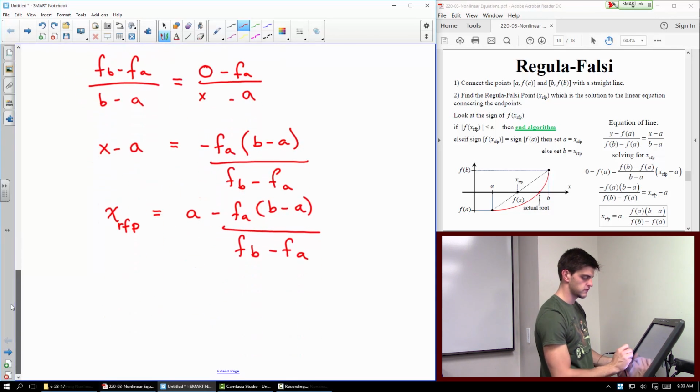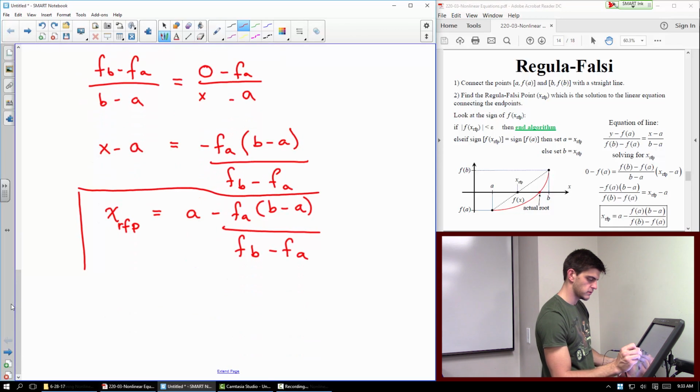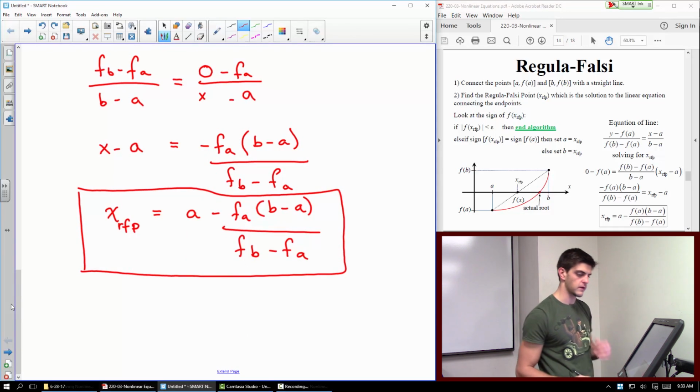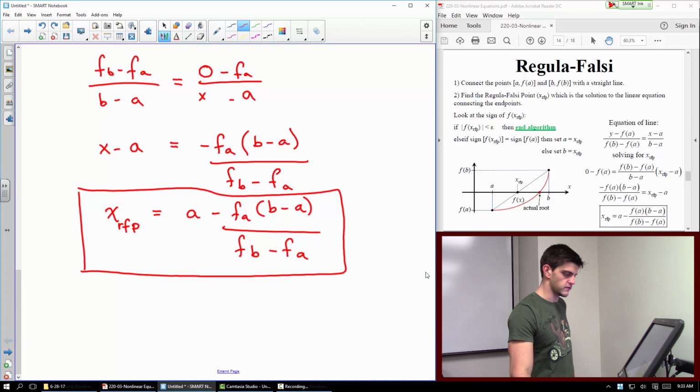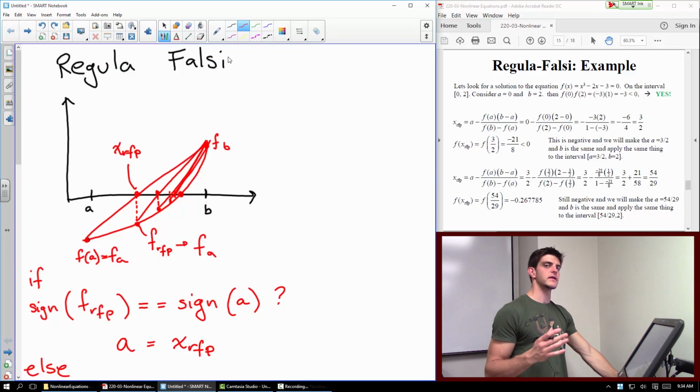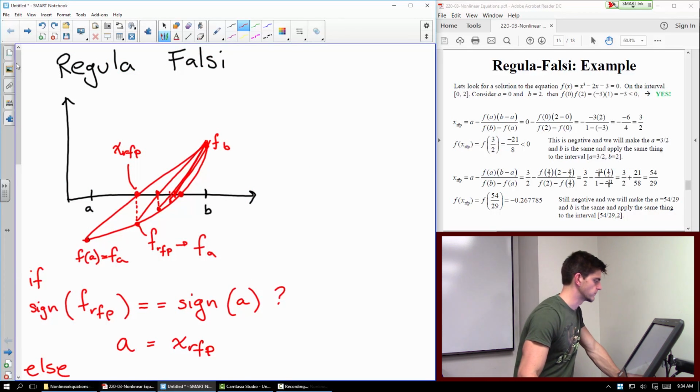That concludes the derivation of the formula that we need to use at every step of the Regula Falsi iteration method. And as we can see, look here at the slides, it's the same formula as what I just derived. Okay, now let's take a look at an example of where we use Regula Falsi to find the roots of an equation.